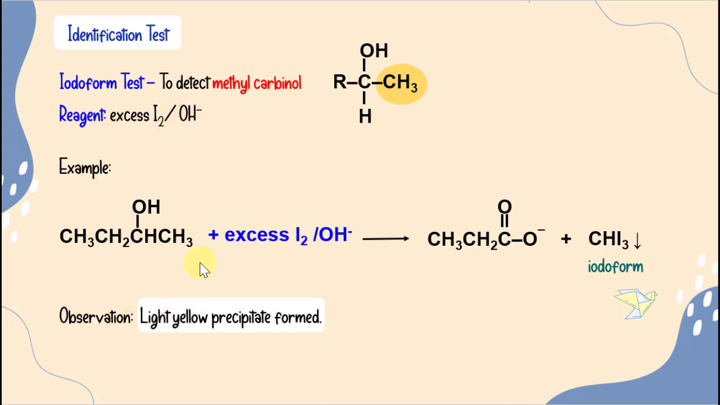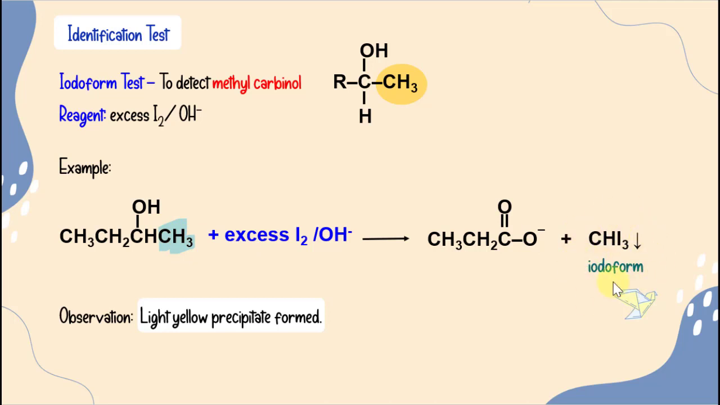So for example here, if we have a secondary alcohol, so we have 2-butanol, since here we have a methyl group attached to the carbon bearing the OH group, this carbon also has a hydrogen. When treated with excess iodine in basic condition, we will get a carboxylate ion. So kita akan dapat carboxylate ion, the CH3 akan keluar, kita gantikan dengan O minus, and then the hydrogen here will be oxidized into double bond O. And then the CH3 yang keluar ni tadi will become CHI3, which is our iodoform.